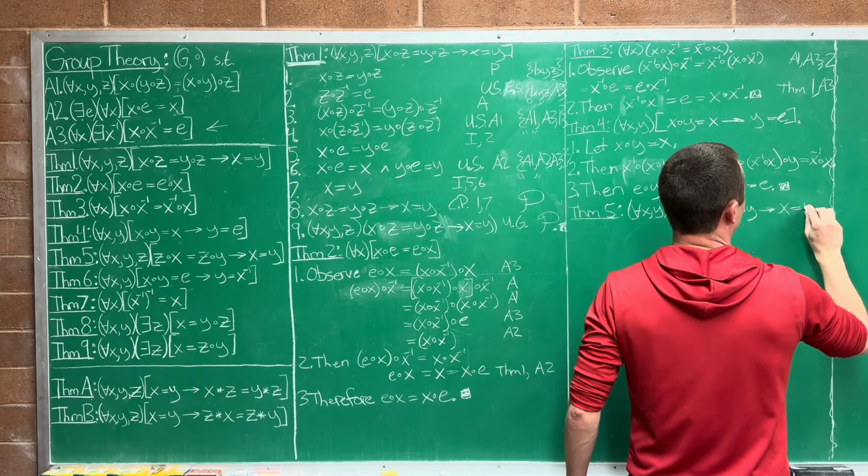So then z inverse circle, whatever we already had there, z circle x, is equal to z inverse circle z circle y, and this is by our theorem of logic right here. So I'm going to call it Theorem B.